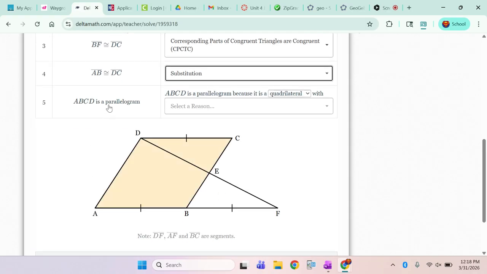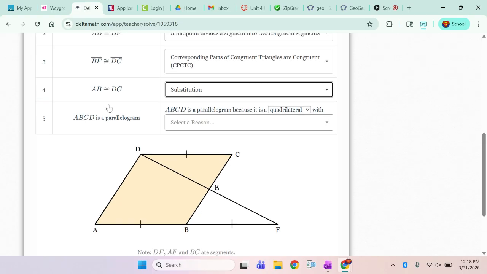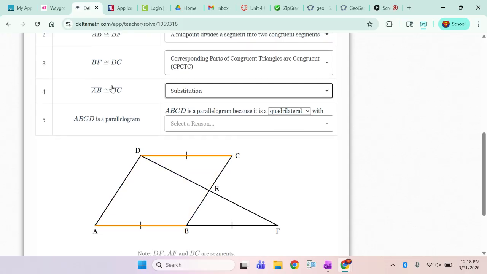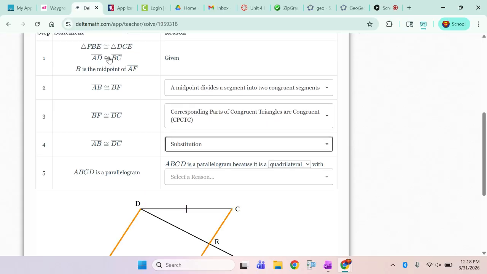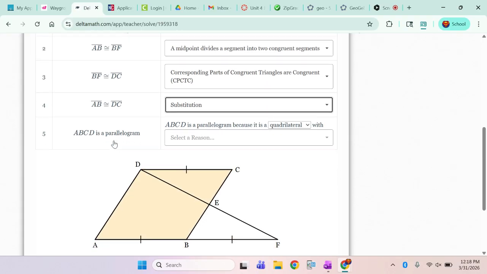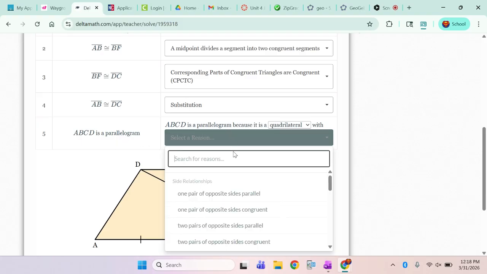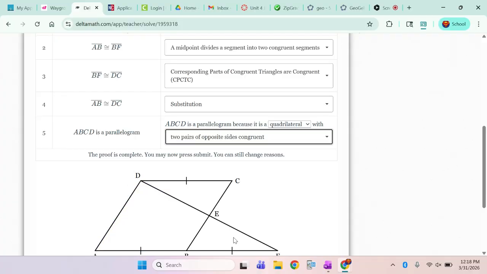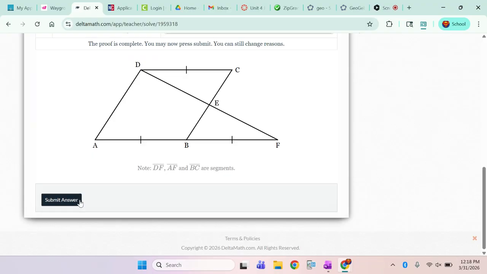So why is this a parallelogram now? Let's go out here. JJ. So I've said that these two sides are congruent. I've also said earlier that those two sides are congruent. So why can that make a parallelogram? Specifically, what sides? Starts with an O. Opposite sides are congruent. So it's a parallelogram because it's a quadrilateral where it has two pairs of opposite sides congruent. And that's it.